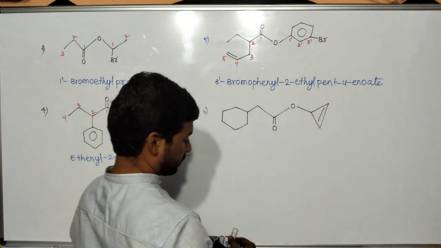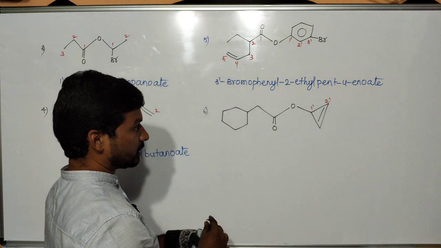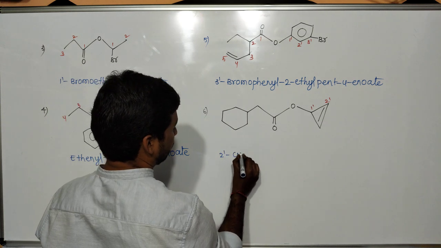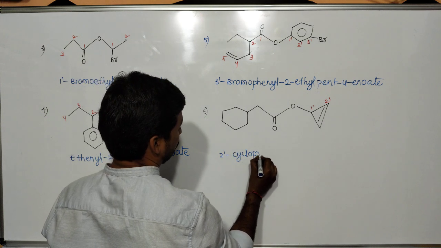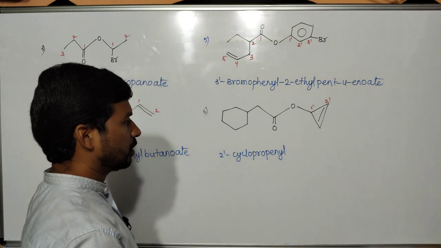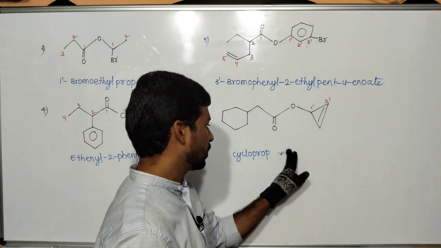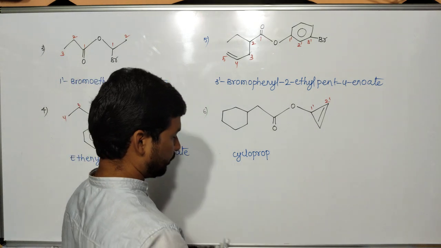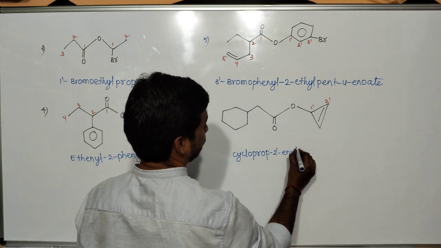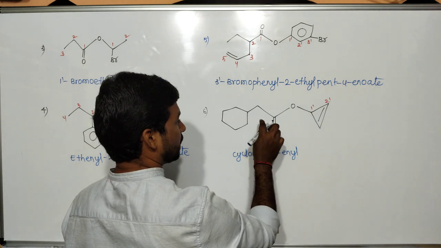Here also write the substituent name first: 2 prime cyclopropynyl, or cycloprop-2 prime-enyl. Both are correct. Cycloprop-2 prime-enyl. And write about this one.